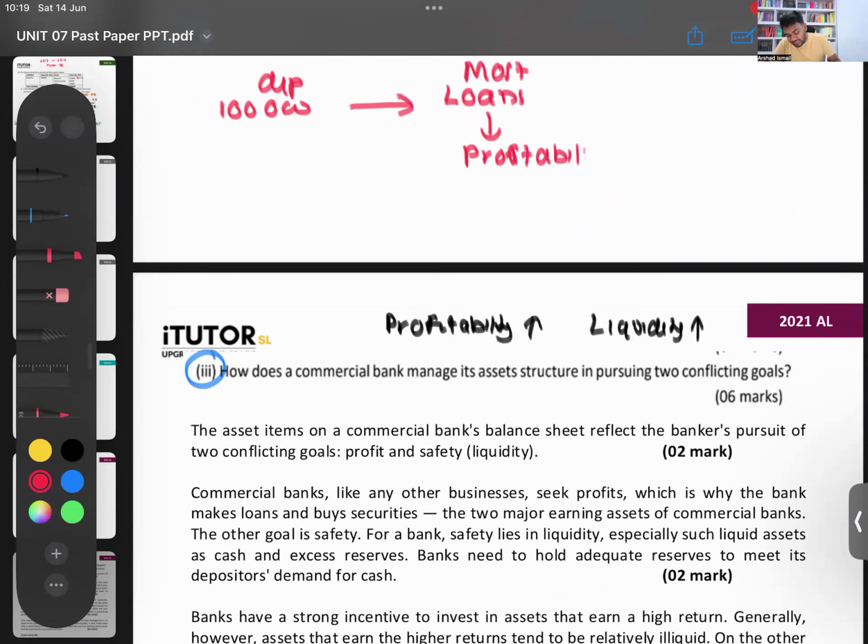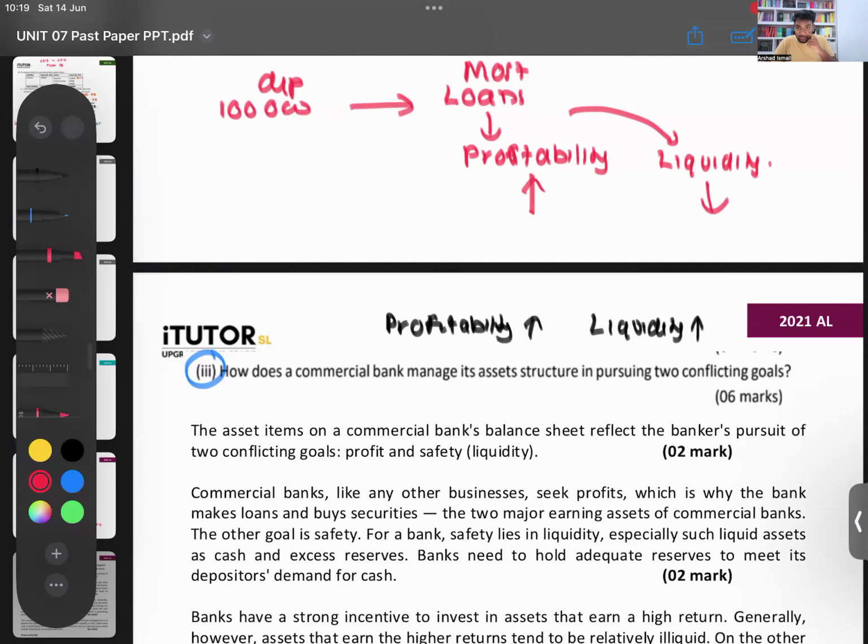What do you think? So let's say right now in Sri Lanka, SRR is 2%. 100,000 came, 98,000 you gave out as loans. So you gave out as loans, you can earn interest on that. So your profitability will increase. But what if this customer comes tomorrow and asks for this money? What about your liquidity? Do you have money to give the fellow? Your liquidity will be very low.